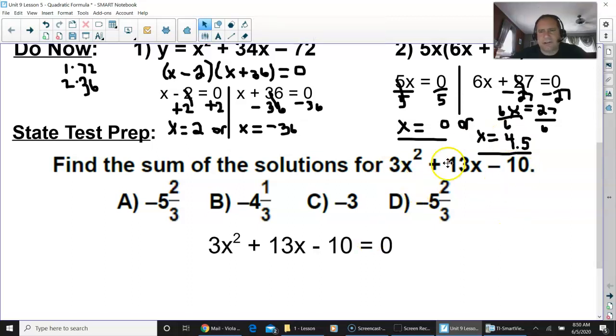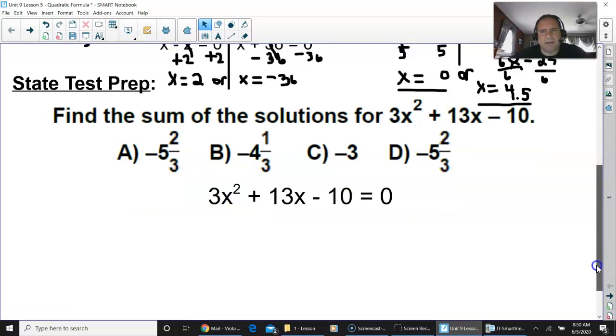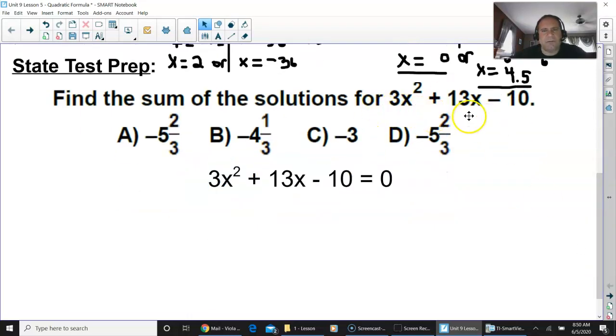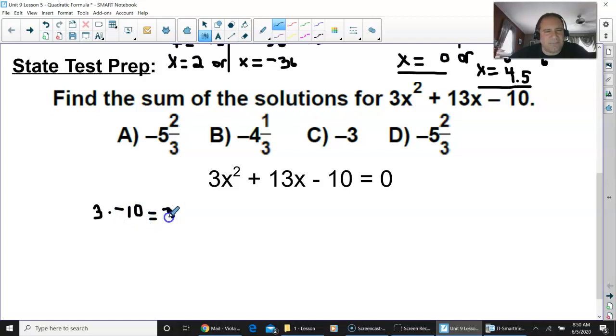So I copied this question and I put an equals 0 on the end here because there's no room over here to do it. And you're going to factor by grouping here. So the first thing that you do, remember, is a times c. This is a question that we've done so far, and it's 3 times 10, which is 30. Just remember, it has to be a negative 30, but you're really looking for factors of 30 that multiply to 30 and that add to a positive 13.